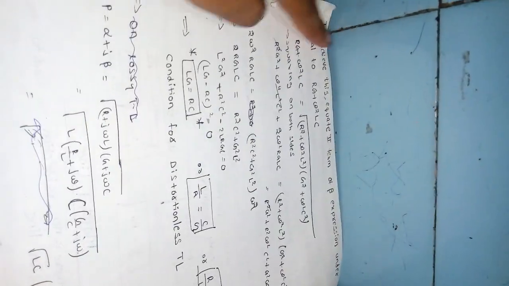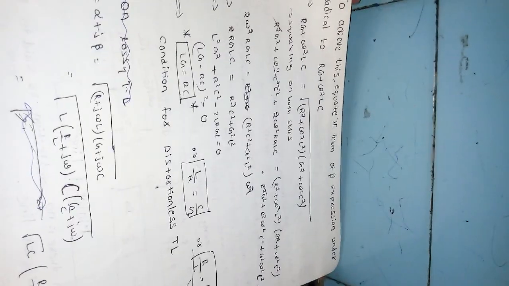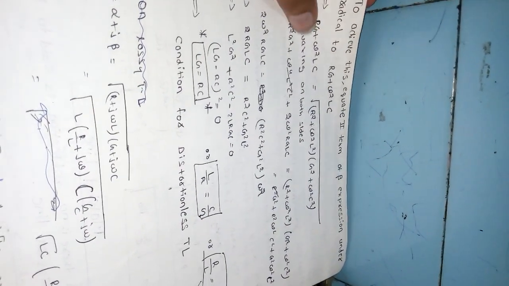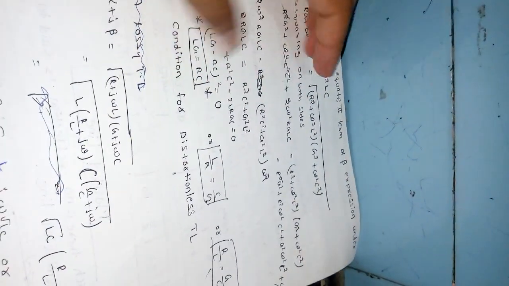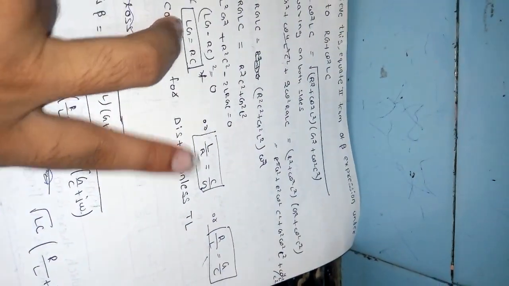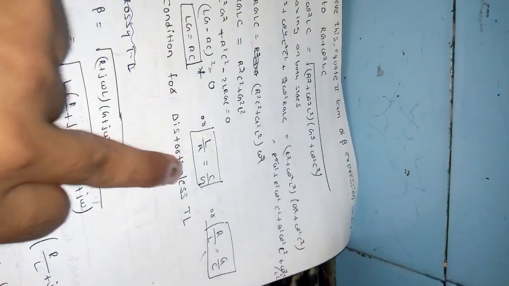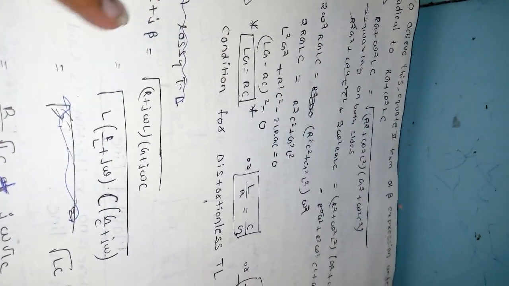To get the condition for distortionless transmission, just equate the second term of the beta expression under the radical to something and do the calculations, but the calculations are nothing. Just remember the formula LG equal to RC. Just remember LG equals RC, that is the condition for a distortionless transmission line. What is the condition for distortionless transmission? LG equal to RC.